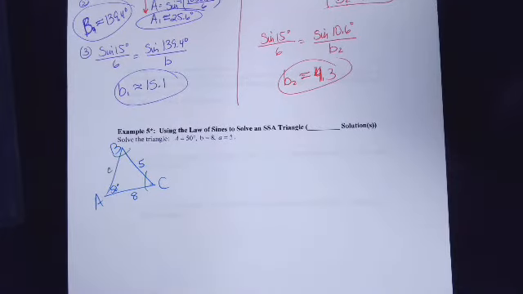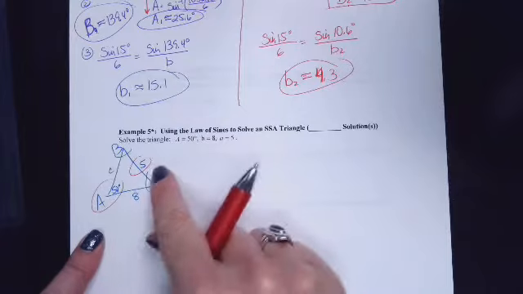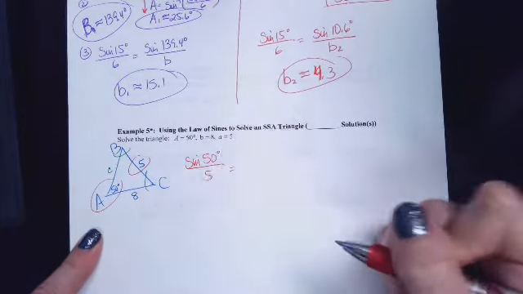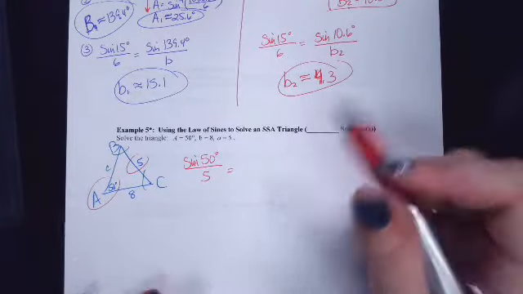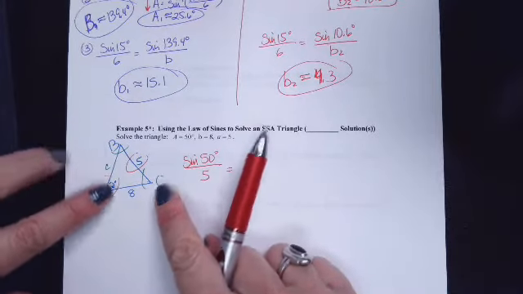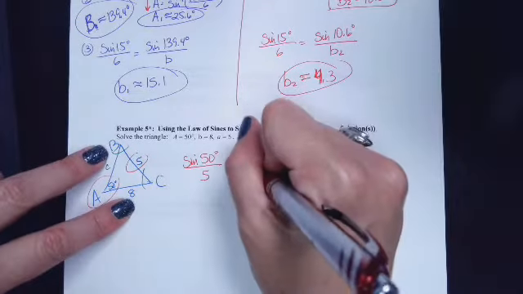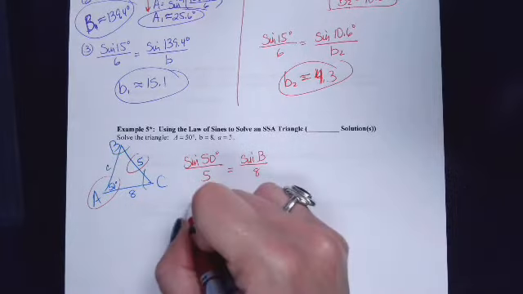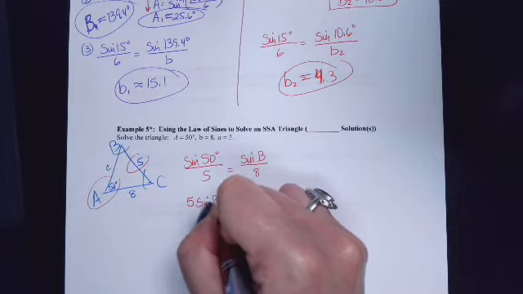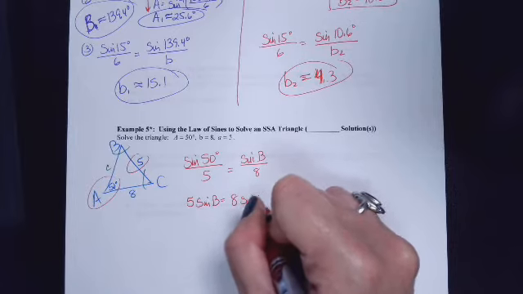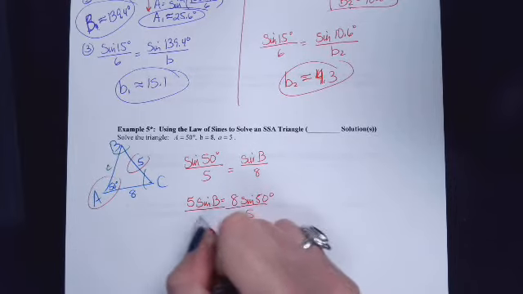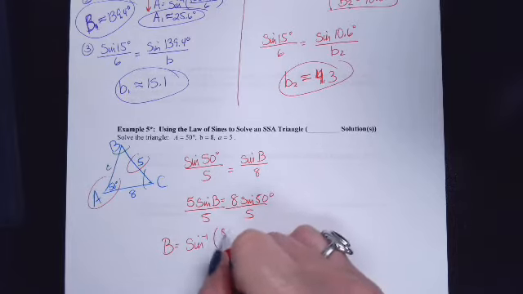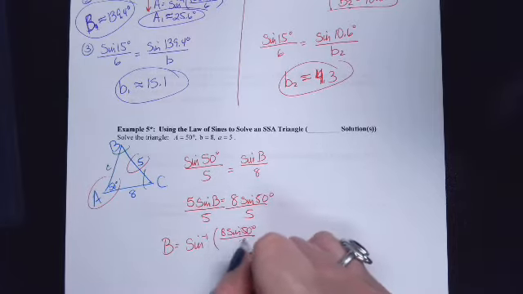So we start with the information that we know both pieces of, which is about A. So sine of 50 degrees is compared to a side length of 5. And then we can't do anything about C yet because we don't know anything, so we're going to go to B. Sine of B over 8. Find my cross products. So 5 times the sine of B is equal to 8 times the sine of 50 degrees. Divide out by 5. So angle B is going to have a sine function value of 8 sine 50 degrees divided by 5.